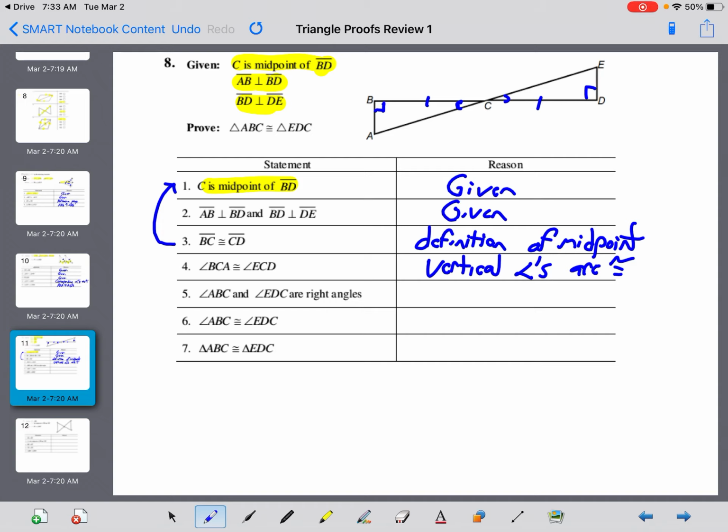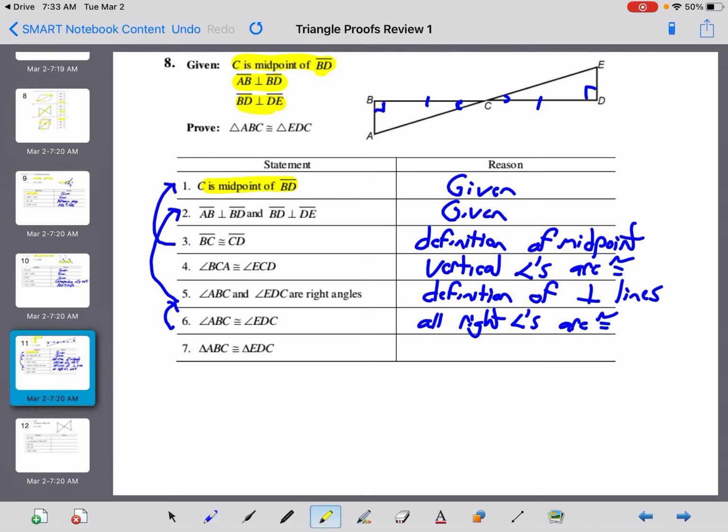Okay. Then they stated ABC and EDC are right angles. Well, that's because of your perpendicular statement. So write definition of perpendicular lines. Last, we have ABC congruent to EDC, and again, that's because of step 2 and 5. All right angles are congruent. We're finally going to get to say that the triangles are congruent, and I see angle, side, angle being our congruency.